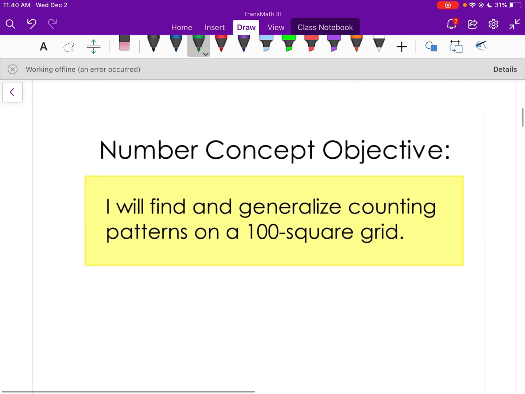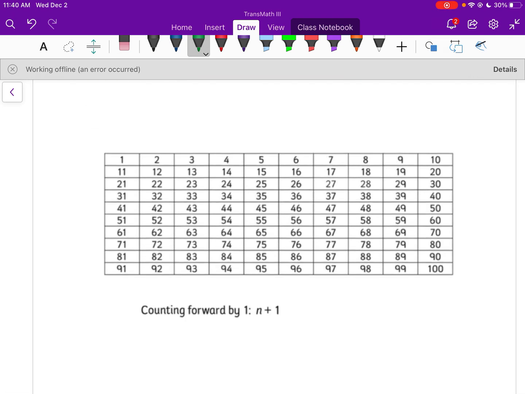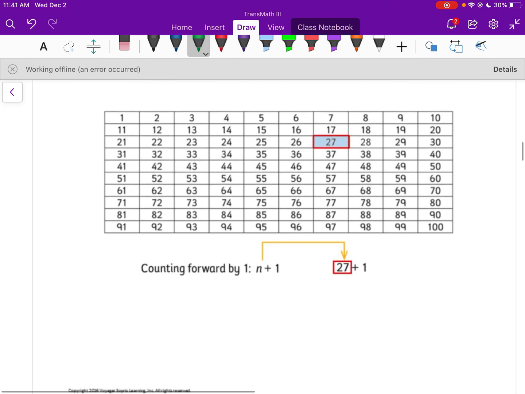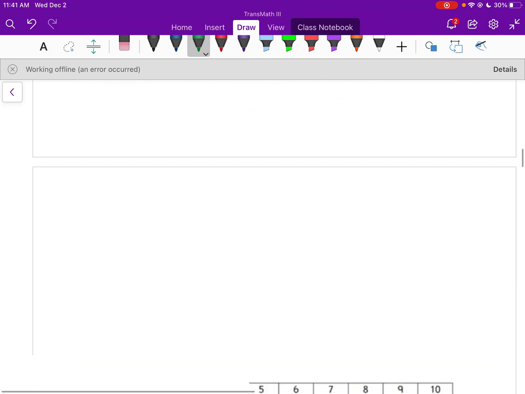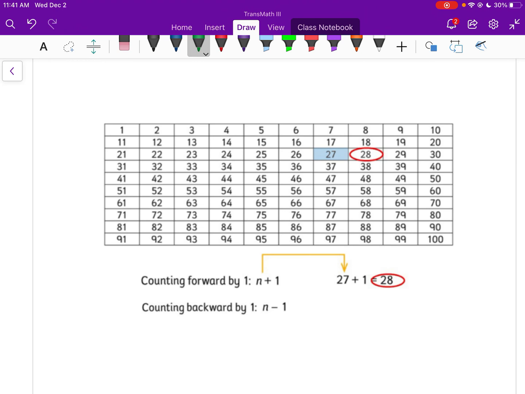All right, so today, I will find and generalize counting patterns on a 100-square grid. So we're going to be given a grid like this, counting forward by 1. If we're counting forward by 1, that is saying N plus 1. So if we wanted to start at the number 27, where 27 is representing N, we would replace that N with 27, just like they did here, plus 1, which would get us to the next value, which is 28. So again, if you're counting by 1, you're just going to the next value on that grid.